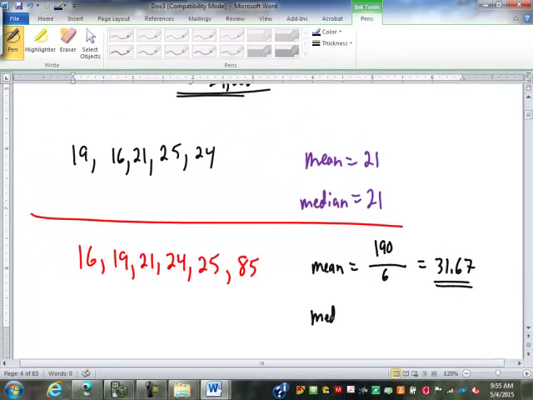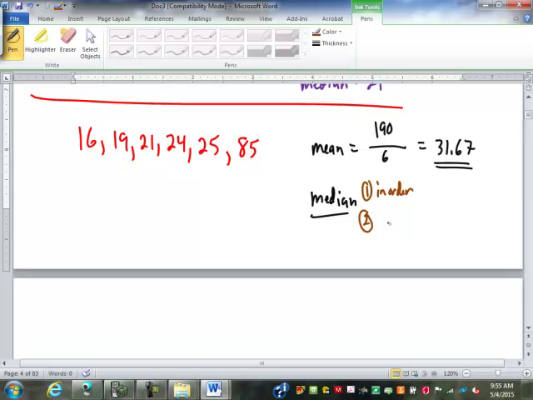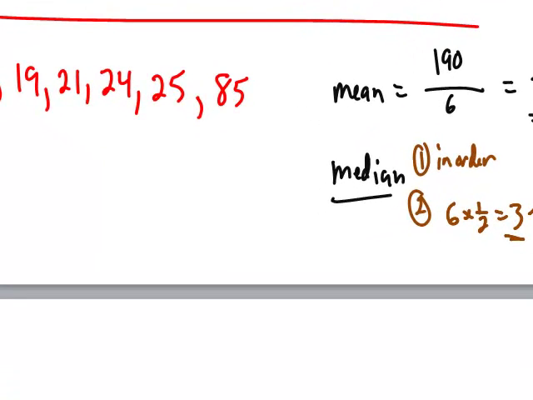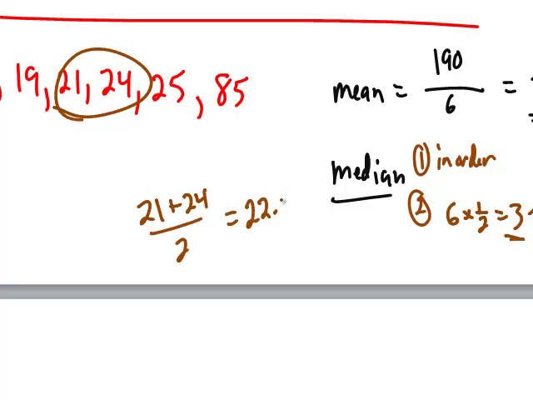The median, however, what's step 1 to finding the median? They're in order, right? Yep. Step 2 is n, which is 6 in this case, times 1/2, which is 3, finding the position. When I get a whole number, what do I do? It's between that one and the next one. So it's between the third and fourth number, so between 21 and 24. So I add 21 to 24, which gives me 45, divided by 2 is 22.5.